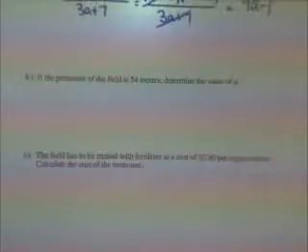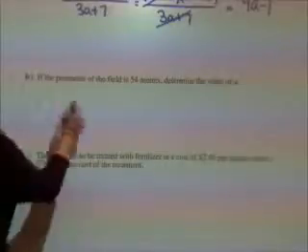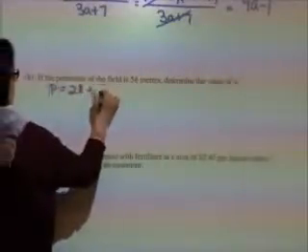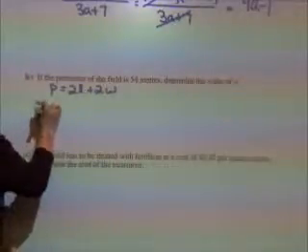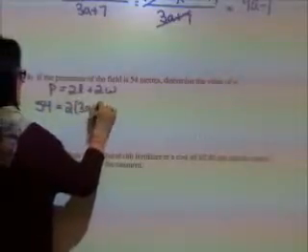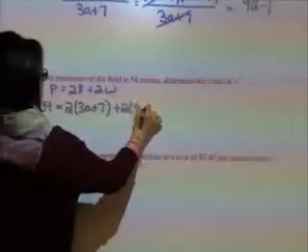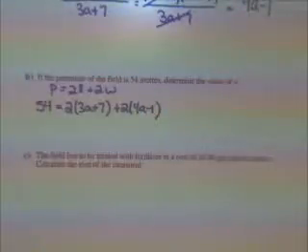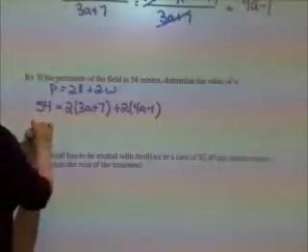So in part B, if the perimeter of the field is 54 meters, determine the value of a. How do I calculate perimeter? Length times 2 plus width times 2. So the perimeter is 2 of the length and 2 of the width. The question tells me that the perimeter is 54. The length from above was 3a plus 7. And the width we just calculated to be 4a minus 1. So now if we solve for a, I remove the brackets.